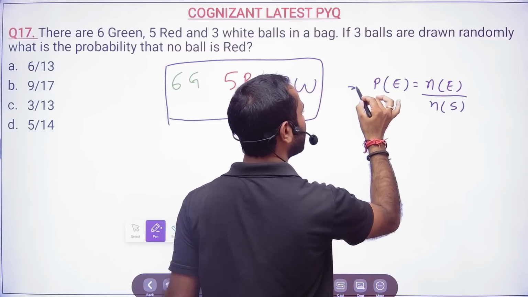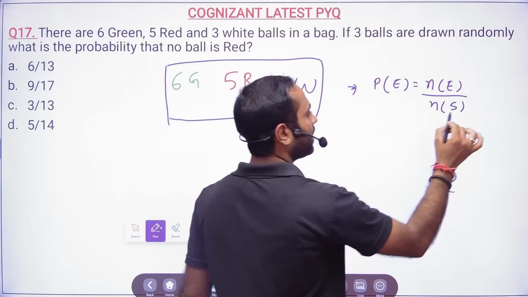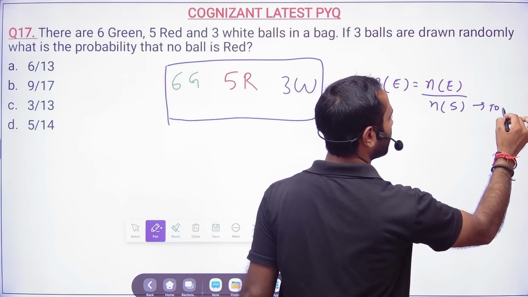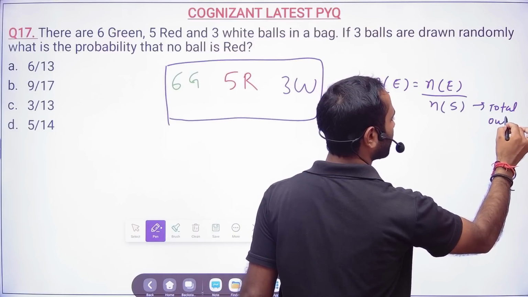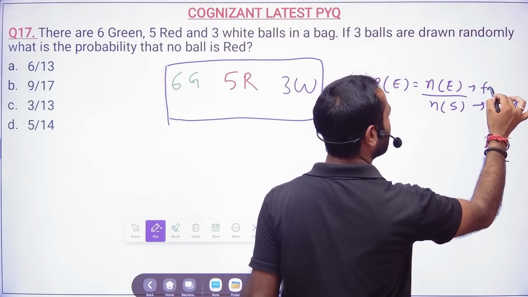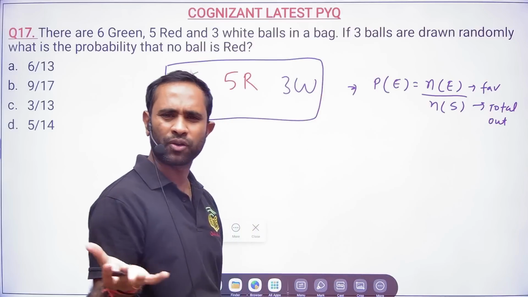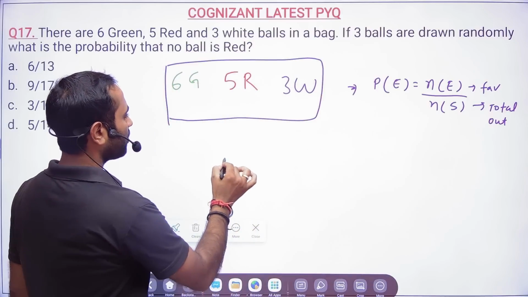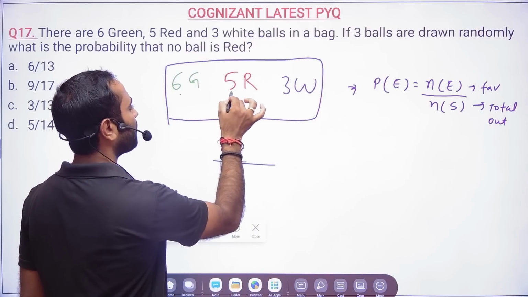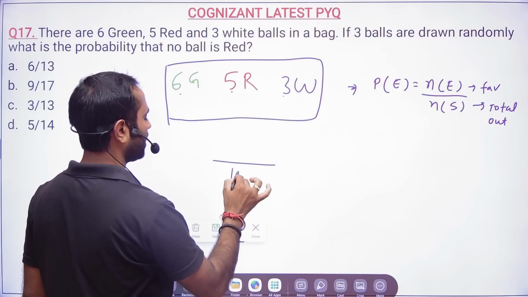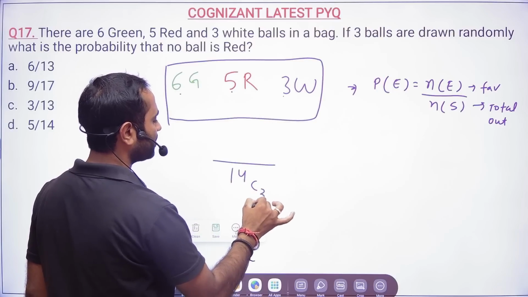That means probability will be equal to NE by NS. NS is total outcomes and NE will be favorable outcomes, what you want in your favor. Now, total is 6 plus 5, 11 plus 3, 14. Total is 14. Randomly you are choosing 3 balls.